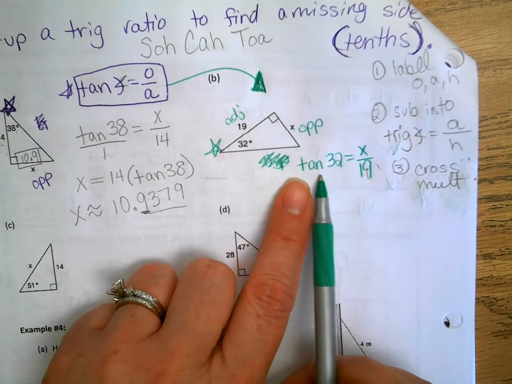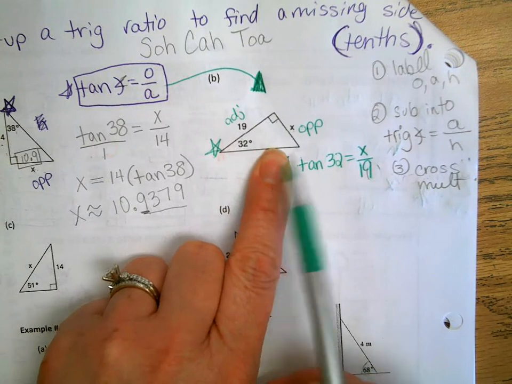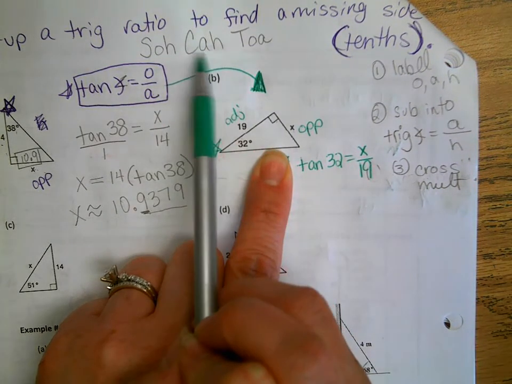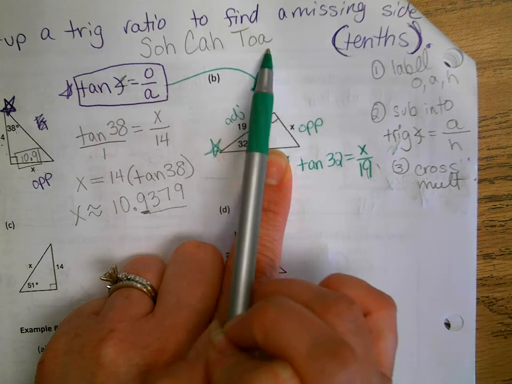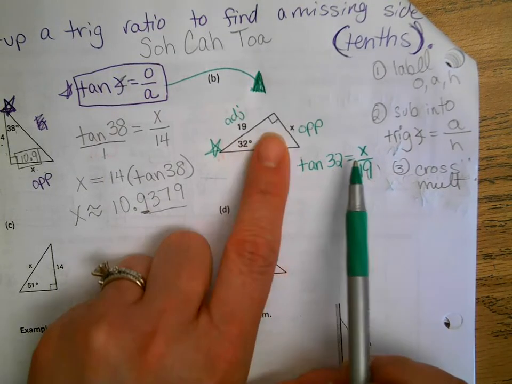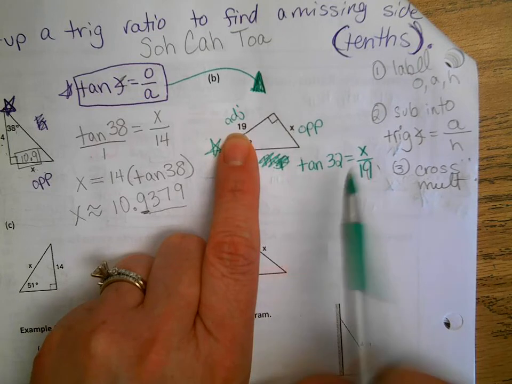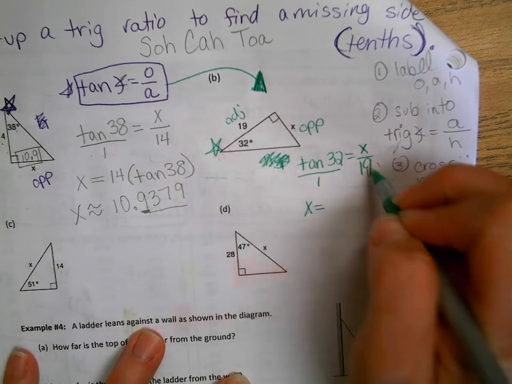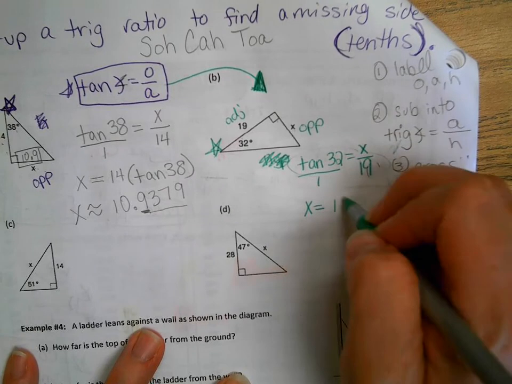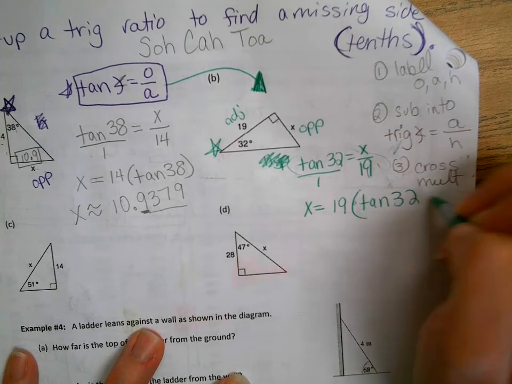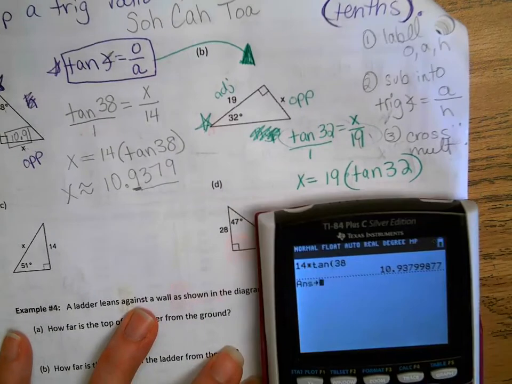So again, I decided it was tangent because I didn't have a hypotenuse measurement, so I can't use SOH or CAH because I don't have the H. So I decided on tangent. So tangent of my angle measure was 32, goes here. The opposite is x, the adjacent is 19. And we cross multiply. 1 times x is just x equals 19 times tan 32. Again, tan 32 is some decimal value we don't know the exact value of.